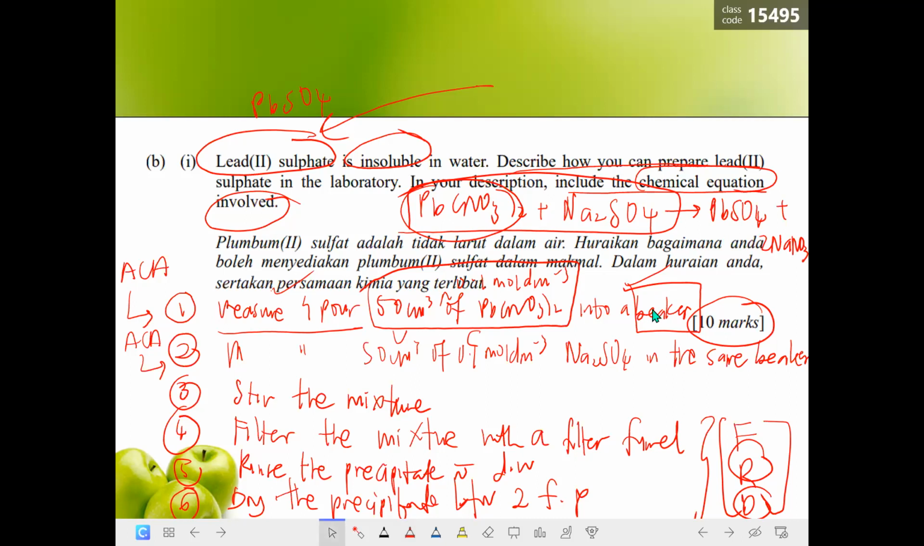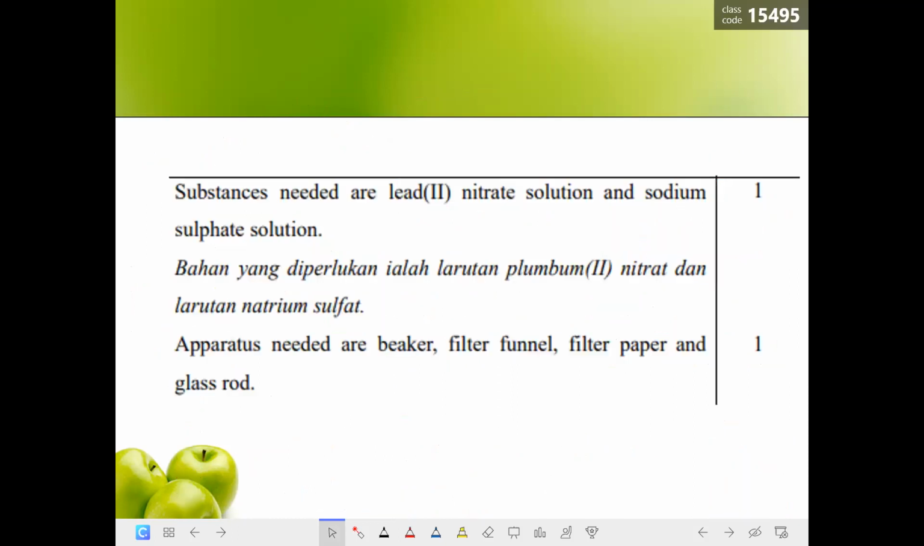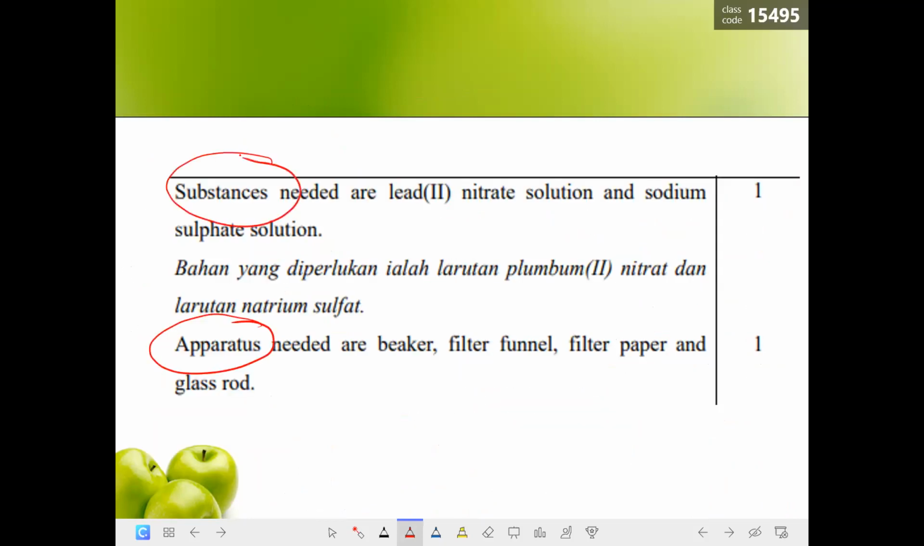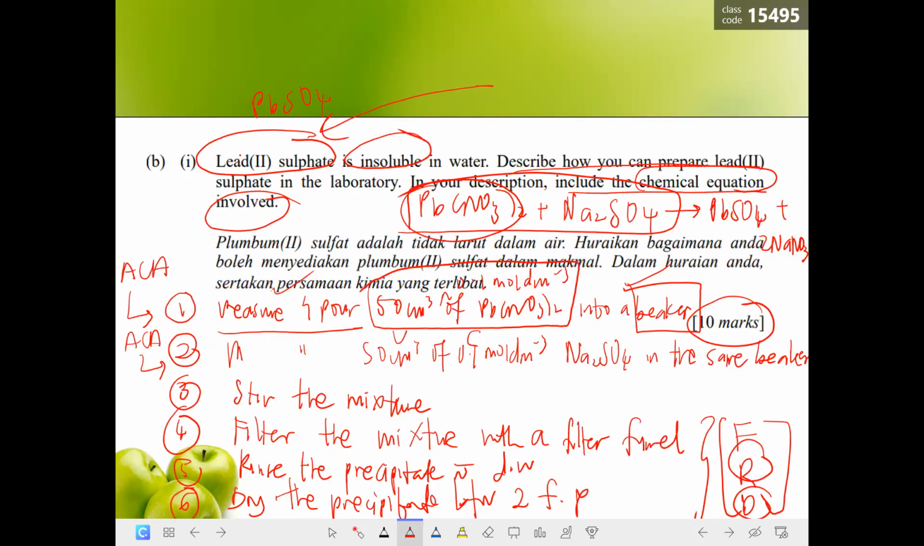Okay, any questions here? And you see, where they gave you extra marks is that you're supposed to write down your apparatus and your materials. You write down specifically what are your materials and apparatus, 2 marks. Equation, 2 marks. 6 marks for your procedure, 10 marks completely.